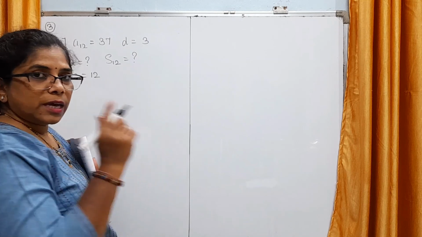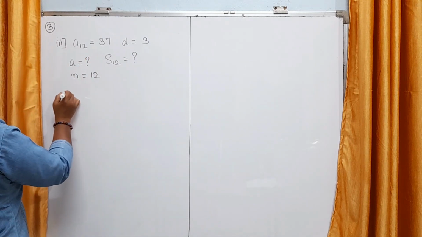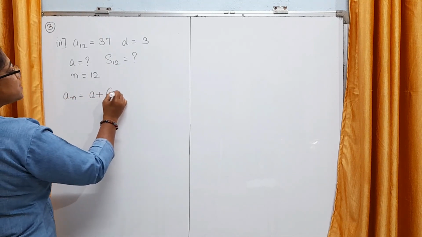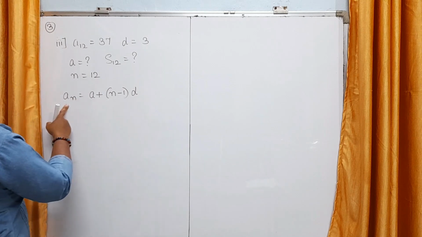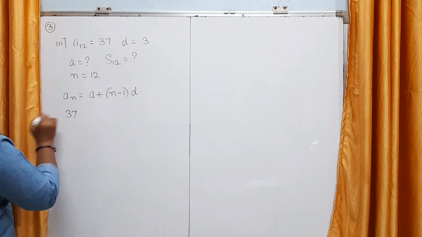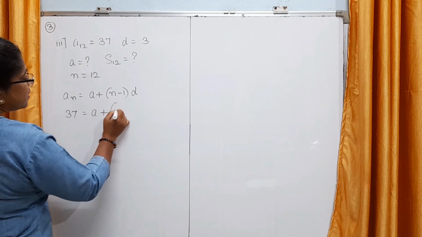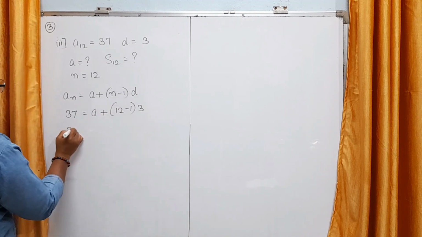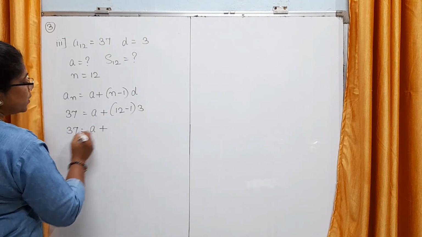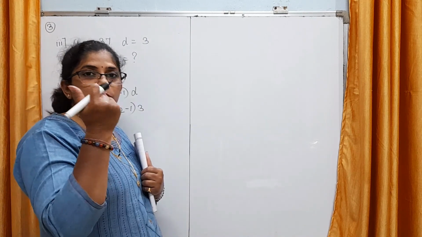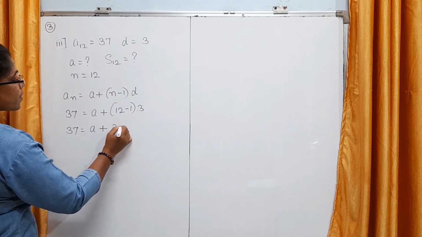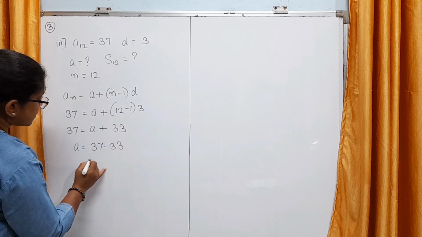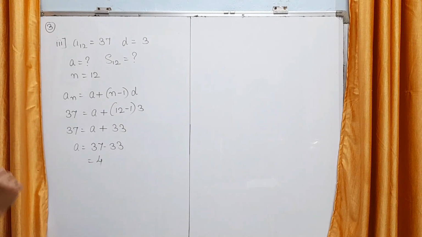So let us use our an formula to find a. An is equal to a plus n minus 1 into d. An, that is A12, is 37. A we have to find. N is 12 minus 1 into d. D is 3. 37 is equal to a plus 12 minus 1 is 11. 11 into 3 is 33. So a is 37 minus 33, that is 4. First term is 4 here.